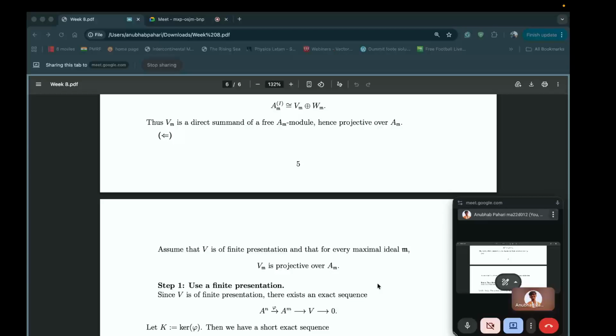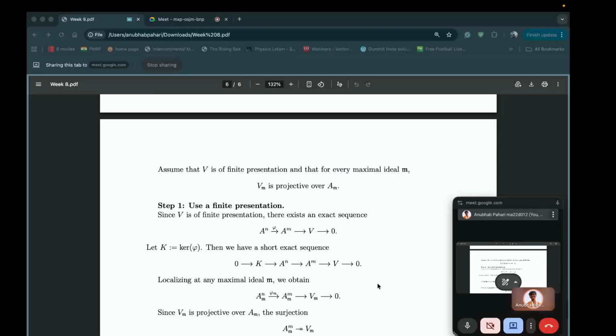Assume that V is of finite presentation and that for every maximal ideal m, V_m is projective over A_m. Now use the finite presentation. Since V is of finite presentation, there exists an exact sequence A^n to A^m to V to 0, where the last map is surjective. It has finitely many elements in the kernel, which produces this A^n to A^m map. Now let K equal the kernel of phi.